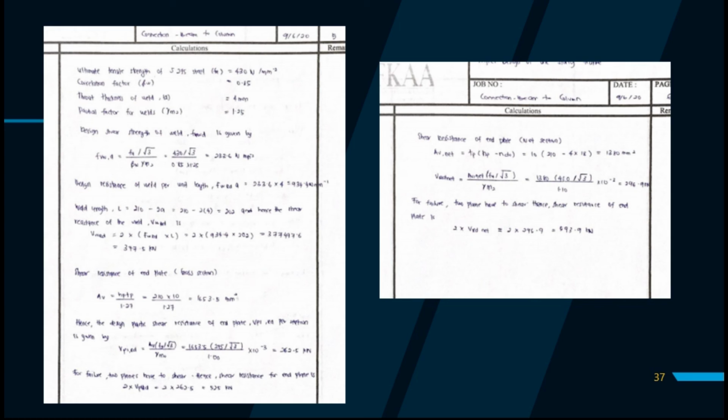After that, we check for the resistance of the weld, as you can see in the diagram. Lastly, after all have been calculated, we know that for failure, two planes have to shear. Hence, the shear resistance at end plate is 593.9 kilonewton.